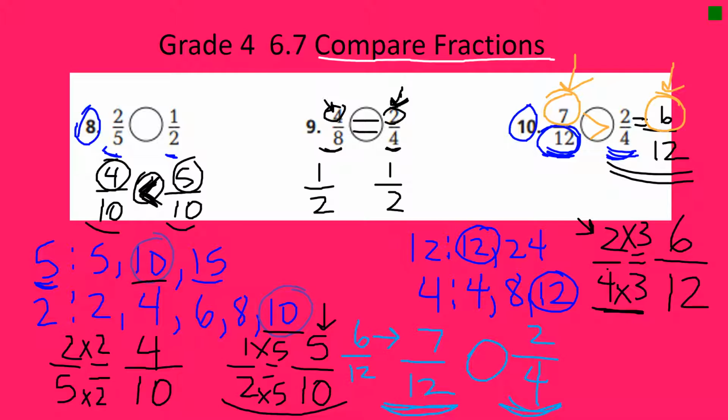Now, is 7/12 more than half or less than half? Well, it's more than half. It's 1 more than half. So if 2/4 is half and 7/12 is 1 more than half, 7/12 is greater. So that's 2 strategies we used for that one. We used common denominator, and we used what we know about that awesome benchmark fraction, 1/2. All right, let's keep going.